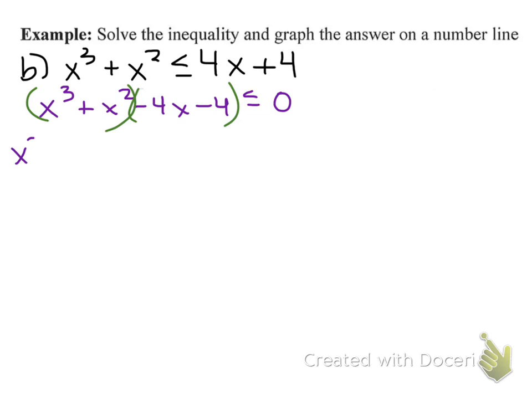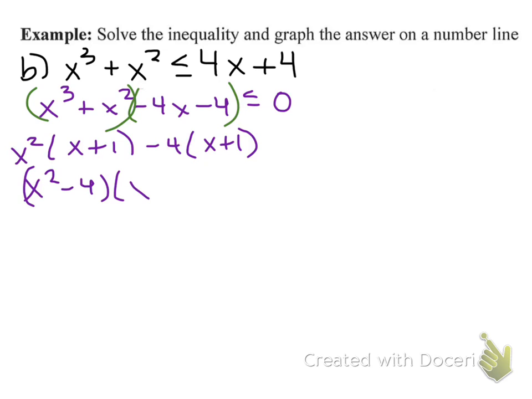So I'm taking out an x squared. I'm left with x plus 1. Take out a negative 4. I'm left with x plus 1. So this factors to be x squared minus 4 and x plus 1. When I set them both equal to 0, over here I'm going to get a plus or minus 2, because I set it equal, add 4, square root, and a negative 1. And we knew we needed 3 answers because it's to the third power.